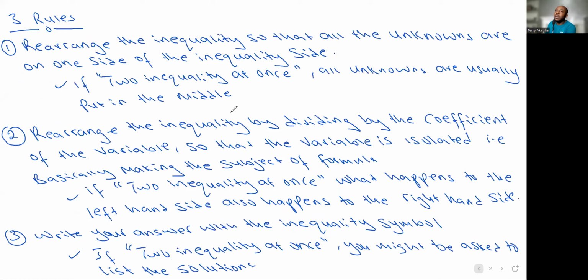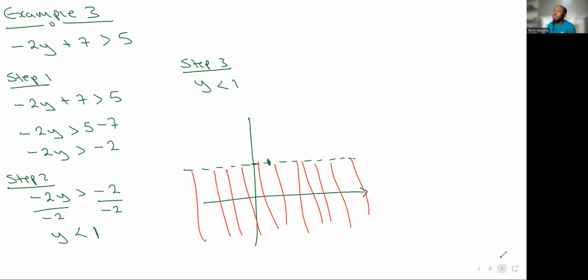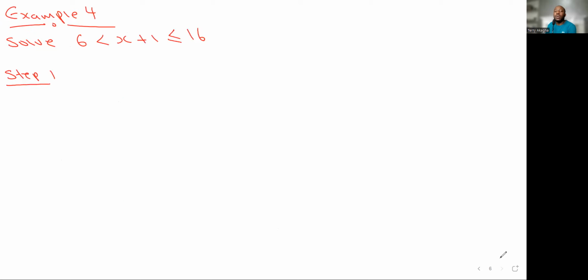So step 1, if it's two inequalities at once, all the unknowns are usually put in the middle, all right? So we're going to have 6 is less than x plus 1 is less than or equal to 16. Now, because of this, we have to take -1 to this side. Remember, what you do to one side, you have to do to the other side. So I'm going to subtract 1 from all the sides here. So you're going to have 6 minus 1, x, less than or equal to 16 minus 1.